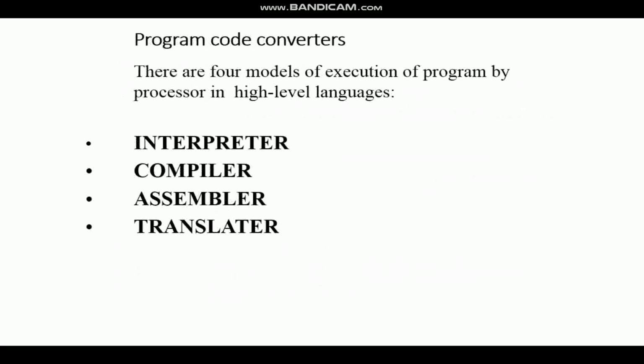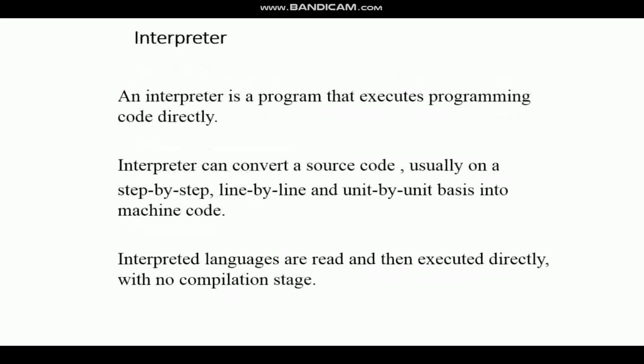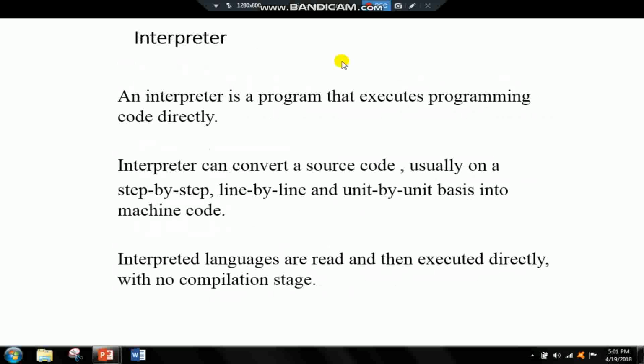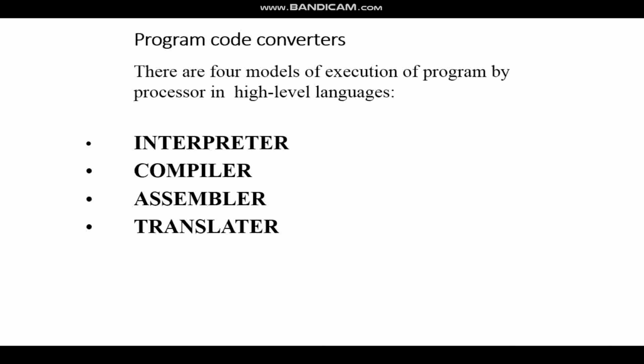So what is the process of these languages? How are languages or programs converted by a program code converter? There are models of execution of programs by languages. For high-level languages they are: interpreter, compiler, assembler, translator. These four are the common executions done in high-level language to make high-level language converted into low-level language.